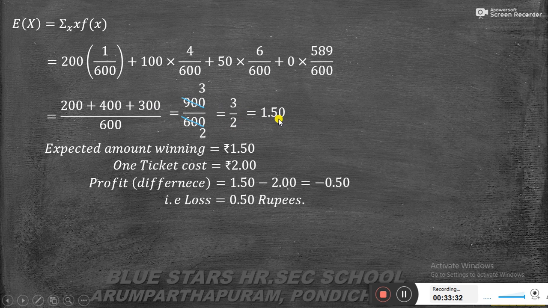3 by 2 means 1.5. So this is the mean value. Expected amount of winning is 1.50. One ticket costs rupees 2. So the difference is 1.5 minus 2 equals minus 0.5. So the loss is 0.5 rupees. So this is the answer for this problem. We complete the class.